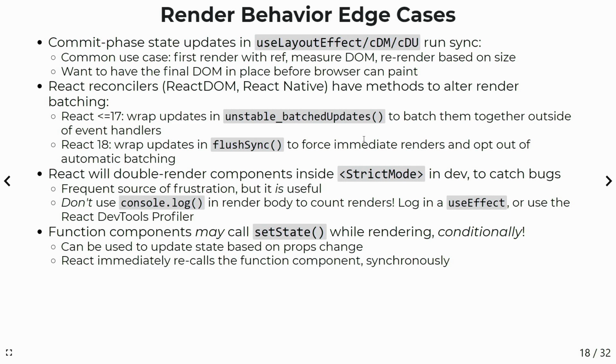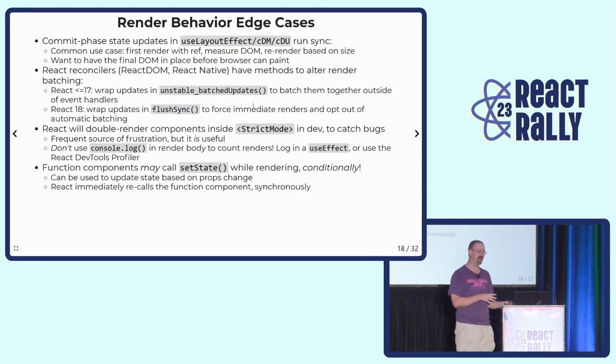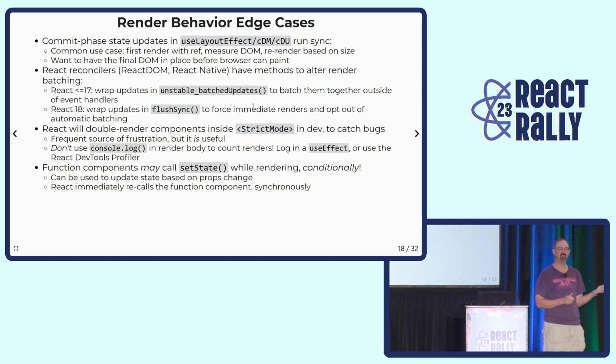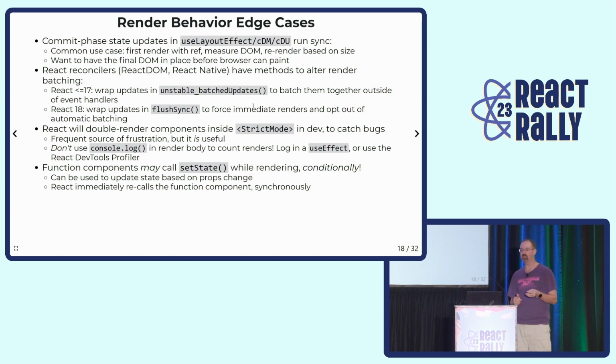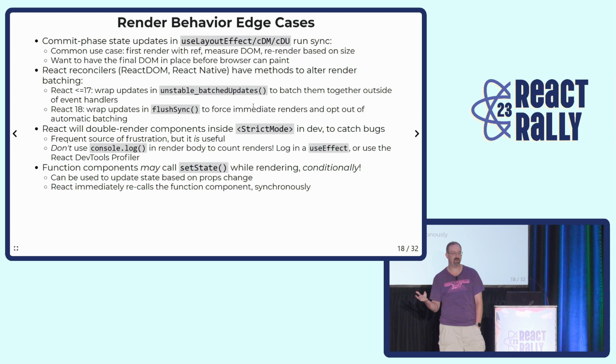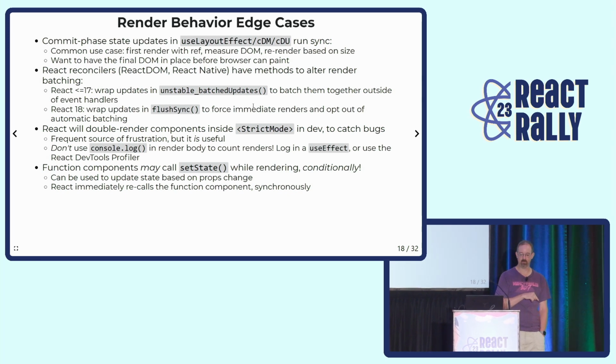There are a few different edge cases. If you set state in use layout effect or the class component lifecycles, that will run a render pass immediately and synchronously because React wants to give you a chance to re-update the DOM before the JavaScript ends and the browser has a chance to paint. Also, React reconcilers like React DOM and React Native do export a couple functions that let you alter the batching and the timing. In the earlier versions of React, there was an unstable batched updates API. In React 18, there's now something called flush sync, which opts out of the batching.